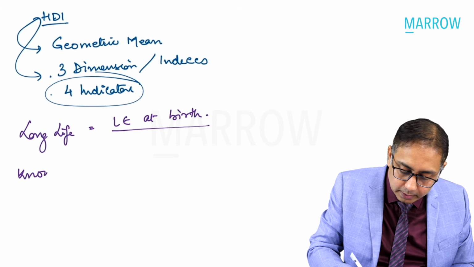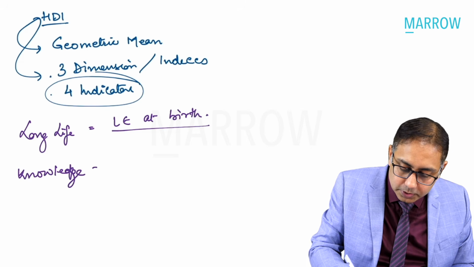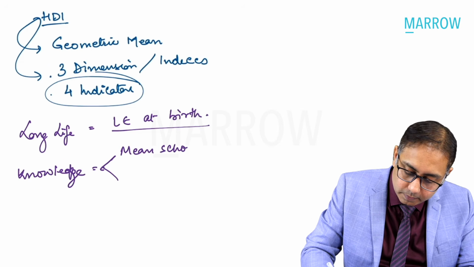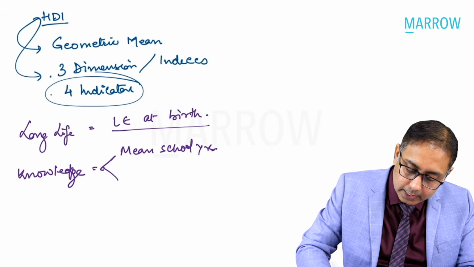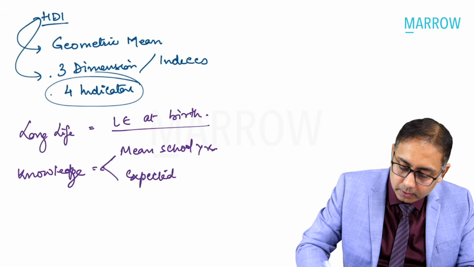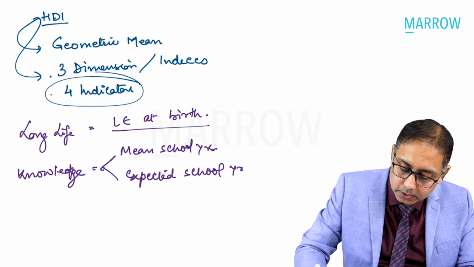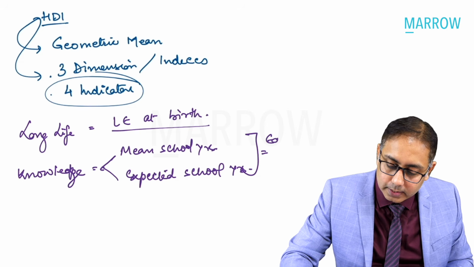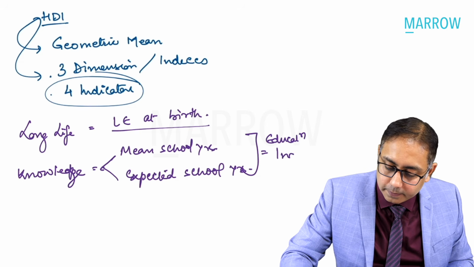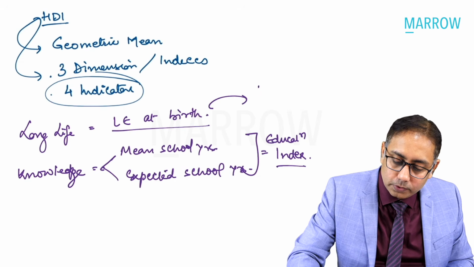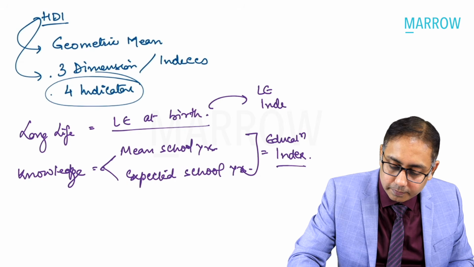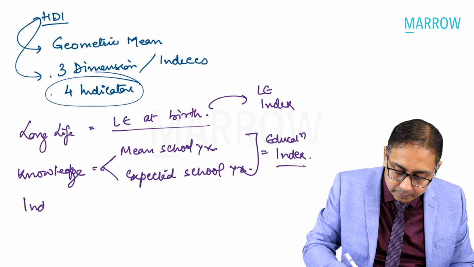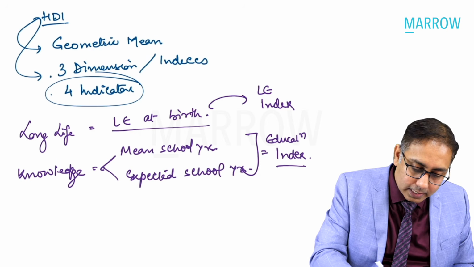Then the knowledge dimension has 2 indicators in it: the mean school years and the expected school years. This is going to give you the knowledge or the education index. So the life expectancy will give you the life expectancy index. Then you have the knowledge giving you the education index, and then you have the income. Basically the dimension is standard of living.